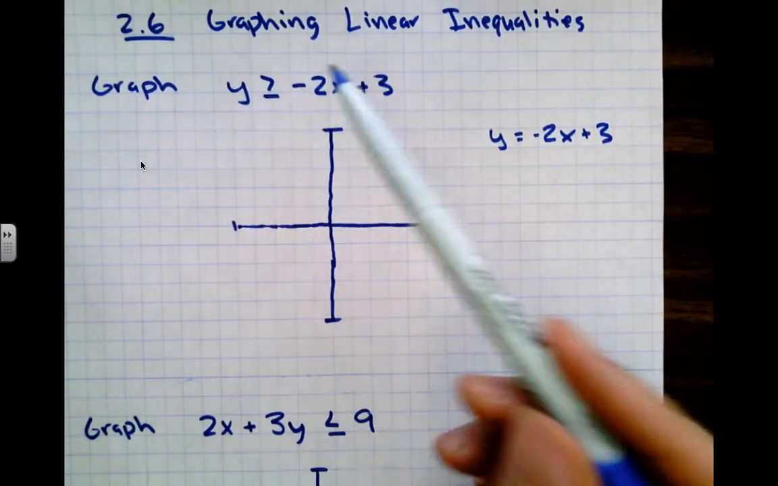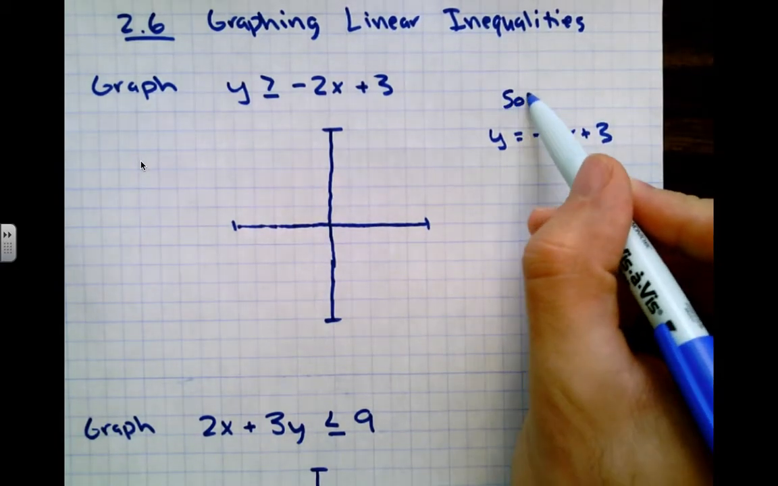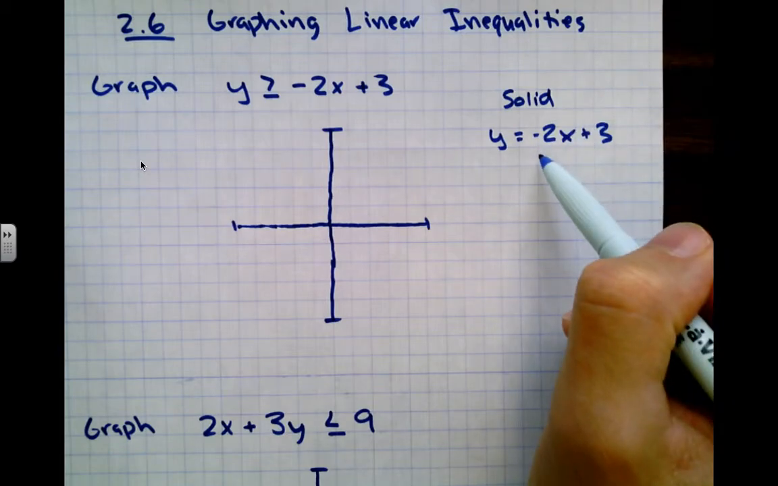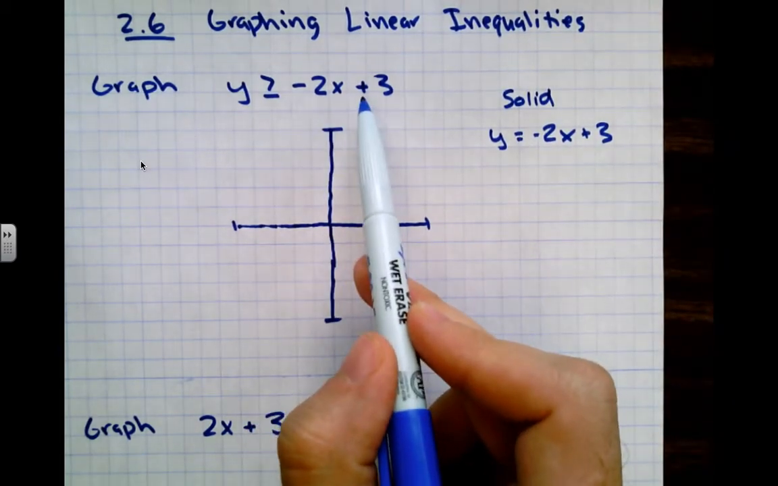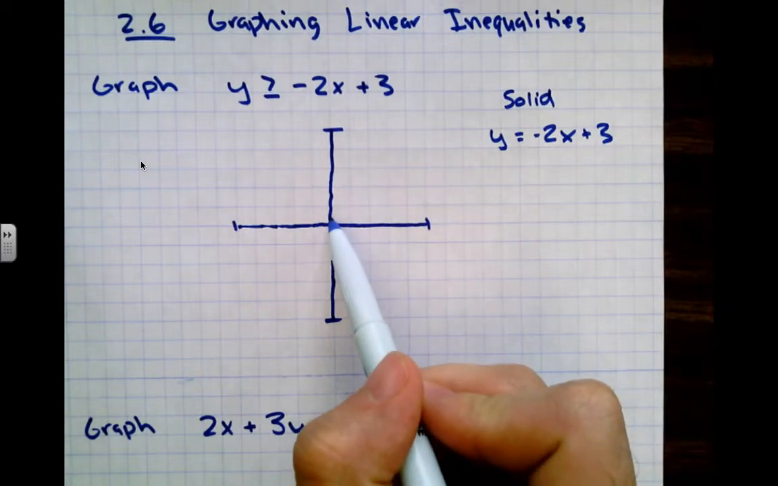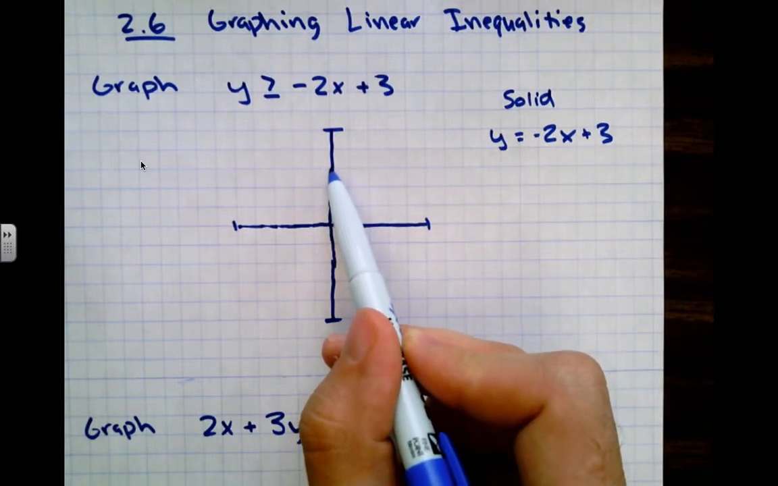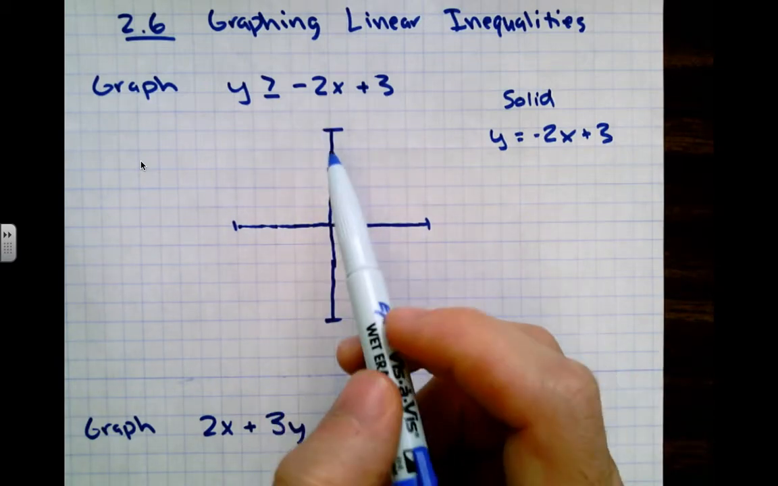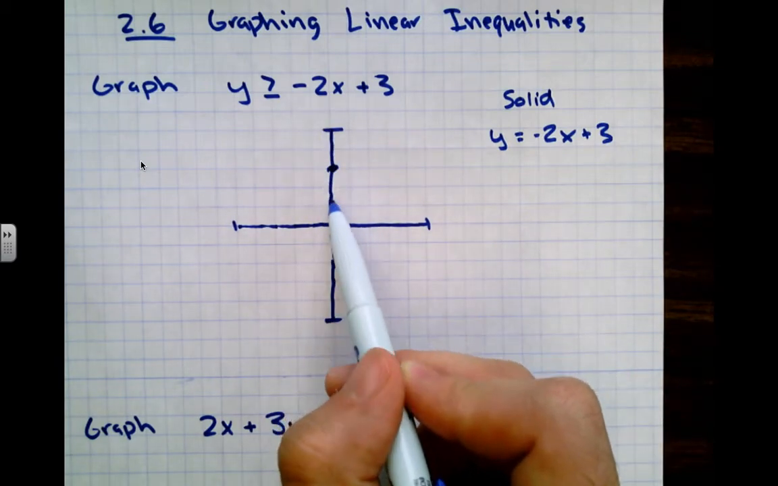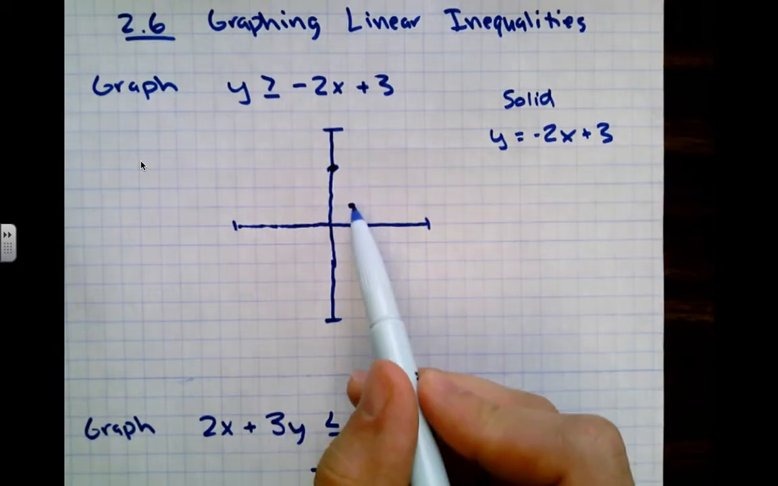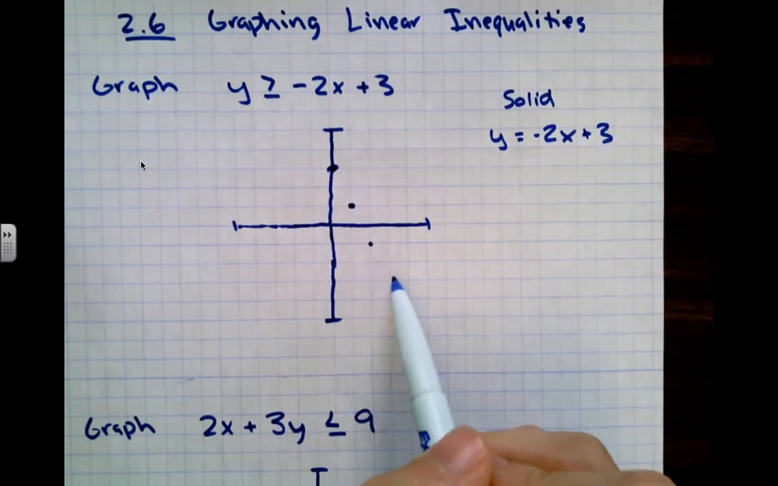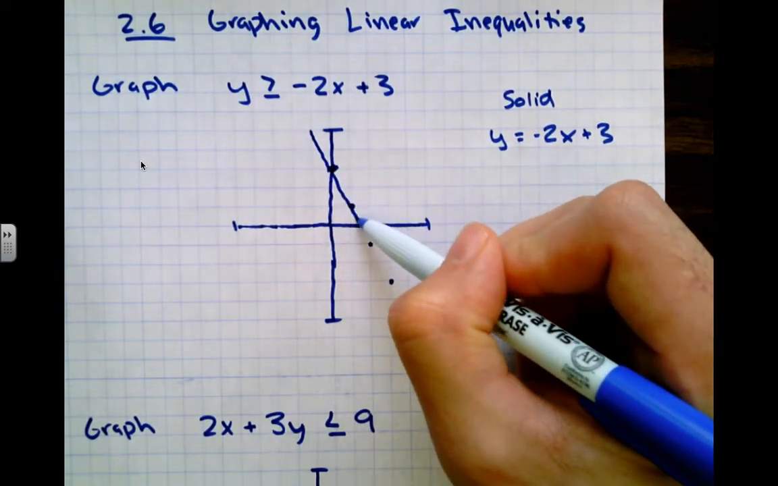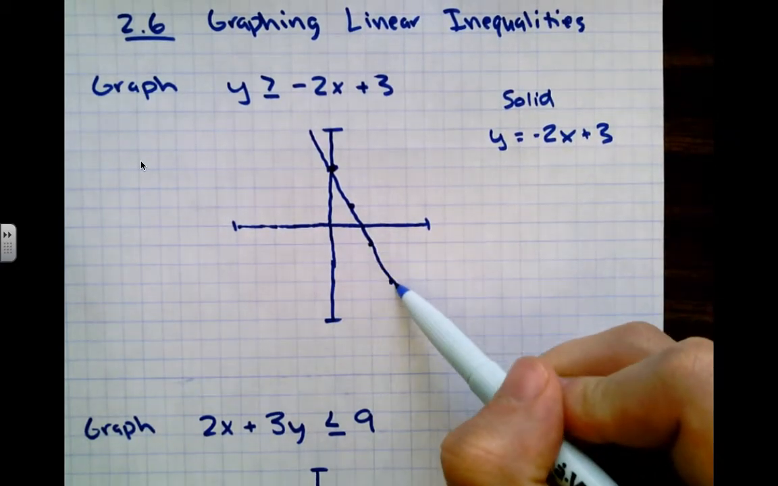Here we would have a solid line because we have a greater than or equal to sign. From there, we're going to graph the boundary line, which here would be negative 2x plus 3. So just like we've been doing, we're going to graph that. We know the y-intercept here is 3 because this is in slope-intercept form, and our slope is negative 2. We would go down 2, right 1, down 2, right 1, down 2, right 1. And we know we're going to have a solid line through here.